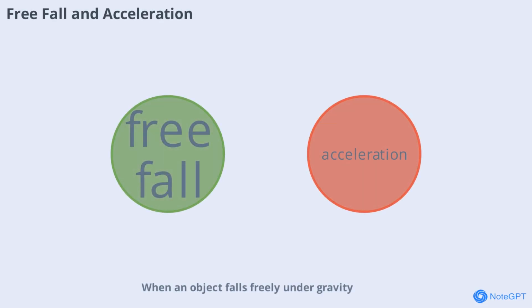When an object falls freely under gravity, it accelerates toward the ground at a constant rate, ignoring air resistance. This acceleration is called g and is approximately 9.8 m/s² on Earth. All objects, regardless of their mass, fall at the same rate in a vacuum. This was famously demonstrated by Galileo, who dropped different objects from the Leaning Tower of Pisa. Free fall is a key concept in understanding how gravity works in the real world.